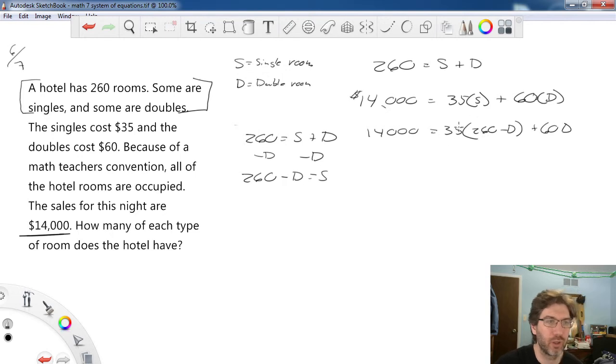And here's your distributive property. Don't skimp on that. Keep that in mind. So 35 does get distributed to 260 and to d. So 35 times 260 gives you 9100. 35 times negative d gives you a negative 35d. And then the plus 60d is just going to come down.